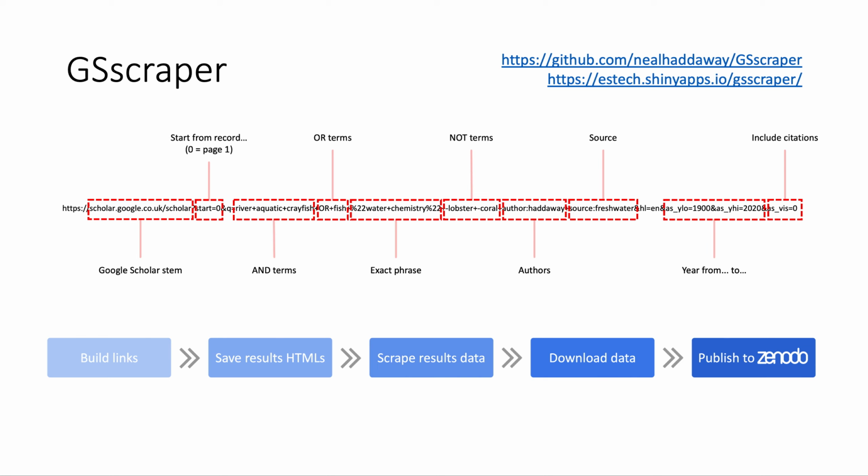It then saves these results and scrapes the code within the HTML files, and then you can download it as a CSV or an RIS. And in the case of GSscraper, you can publish that search to Zenodo as a citable search history.